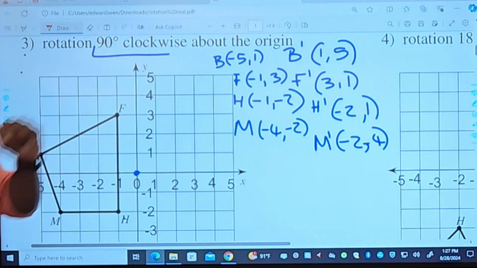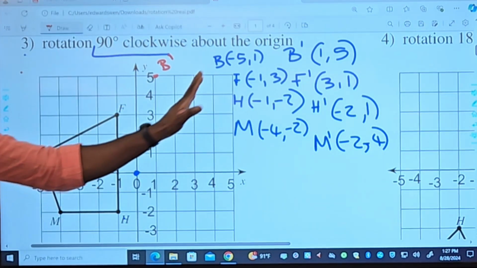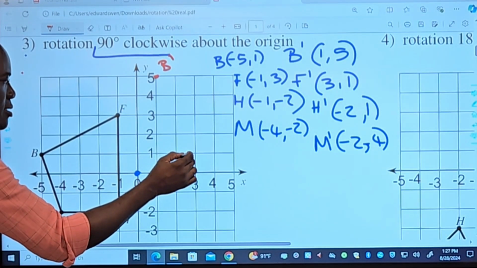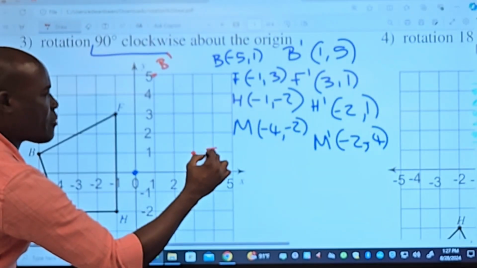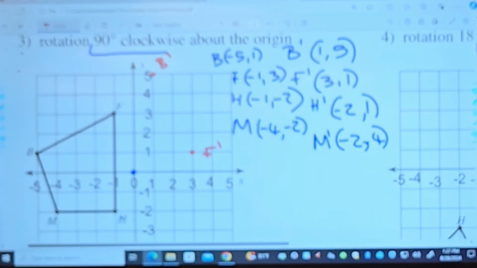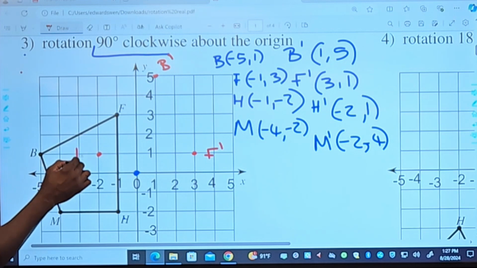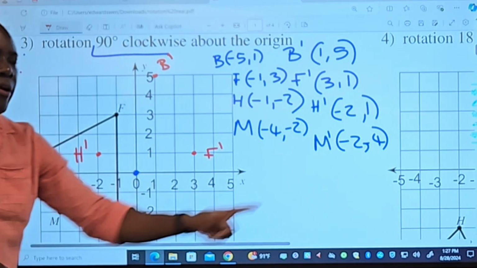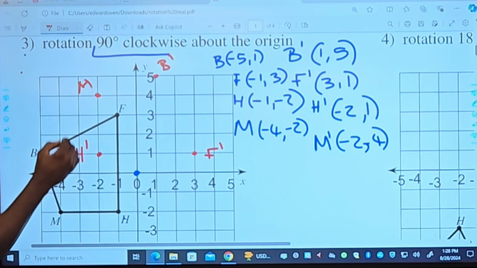B prime is 1, 5, all the way up here. This is my B prime. My F prime is 3, 1. 3, 1 is right here, and that is F prime. Then H prime is negative 2, 1. Negative 2, 1 is somewhere here, and that is H prime right here. And lastly, M prime, negative 2, 4. Negative 2, 4 is somewhere up here, and that's our M prime.